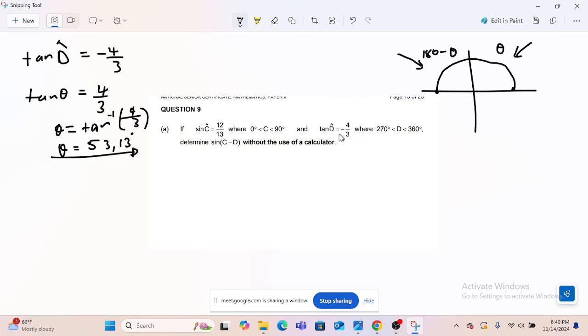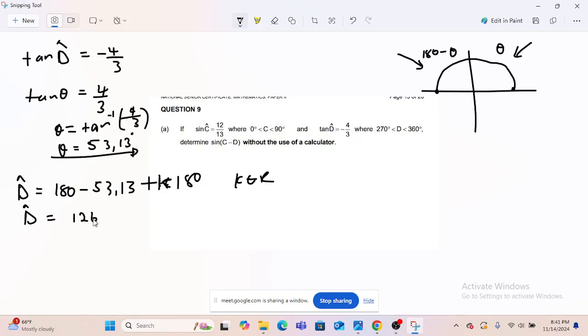Now, in this case, you can see that the ratio is negative. So the general solution in this case will be theta equal to 180 minus 53.13 plus k times 180. Be careful with this. Plus k times 180, and k is an element of the real numbers. So what is 180 minus 53.13? 126.87. That's it, right? So this is true if your ratio is negative.